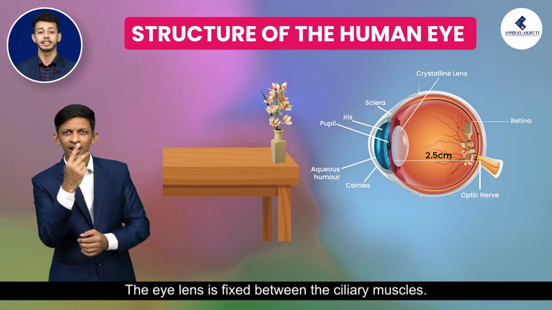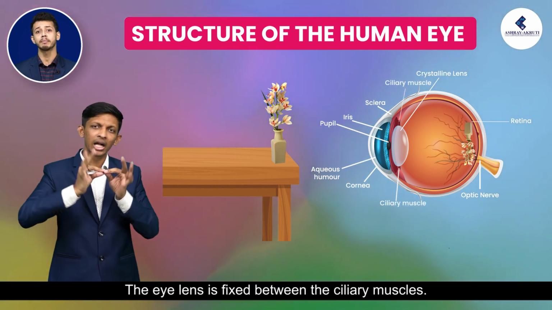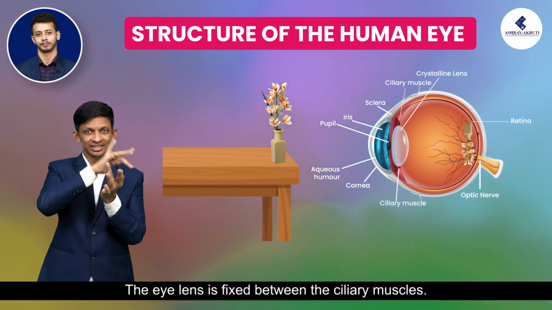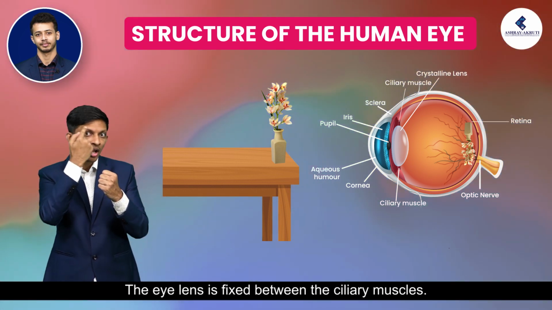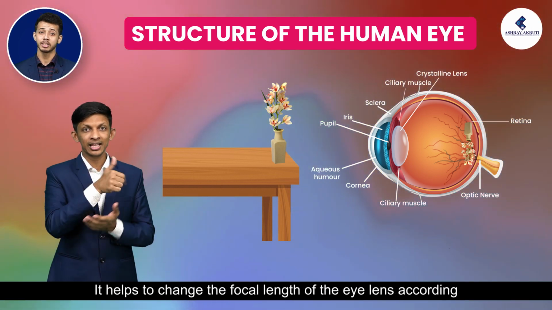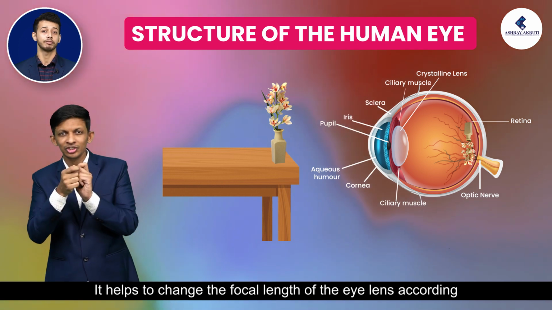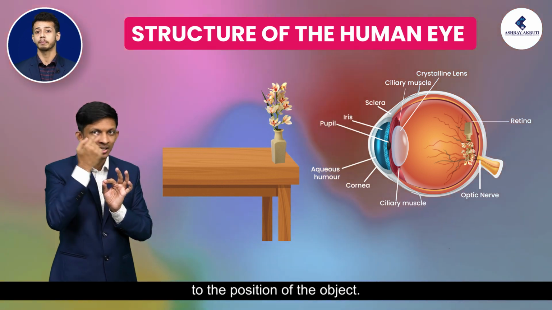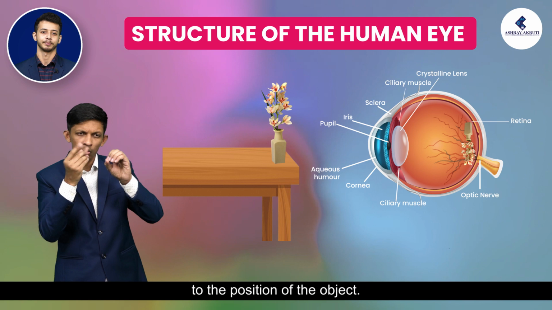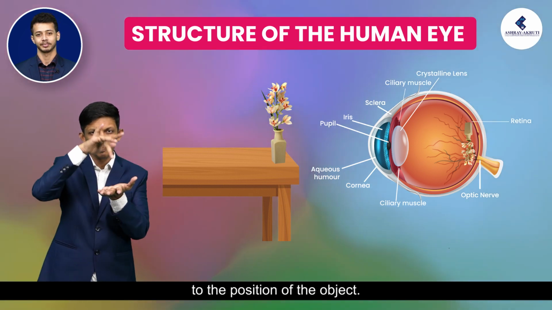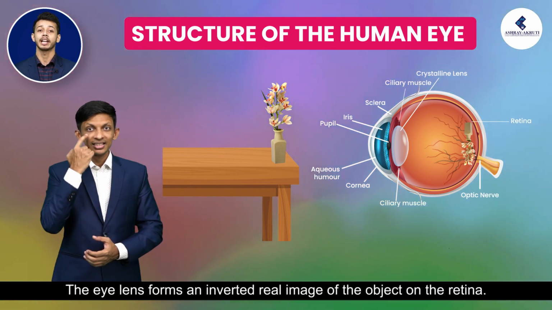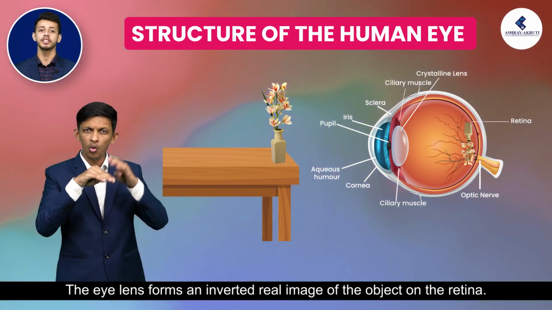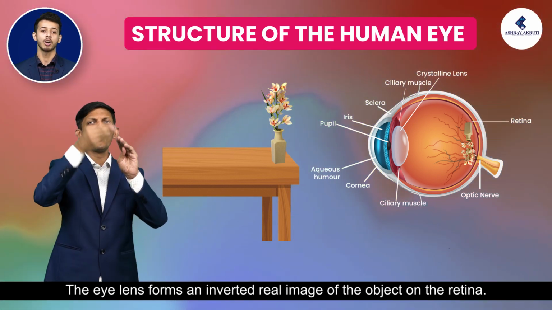The eye lens is fixed between the ciliary muscles. It helps to change the focal length of the eye lens according to the position of the object. The eye lens forms an inverted real image of the object on the retina.